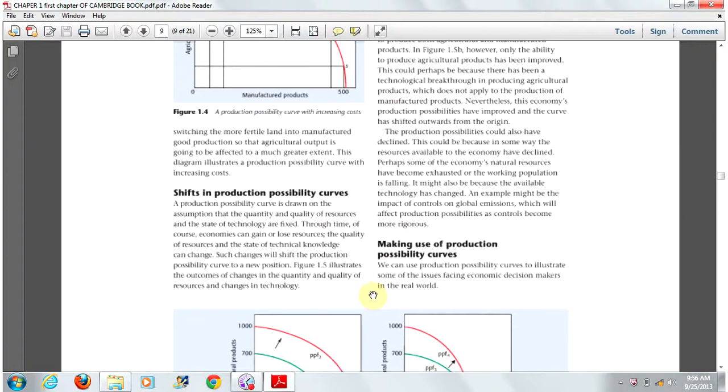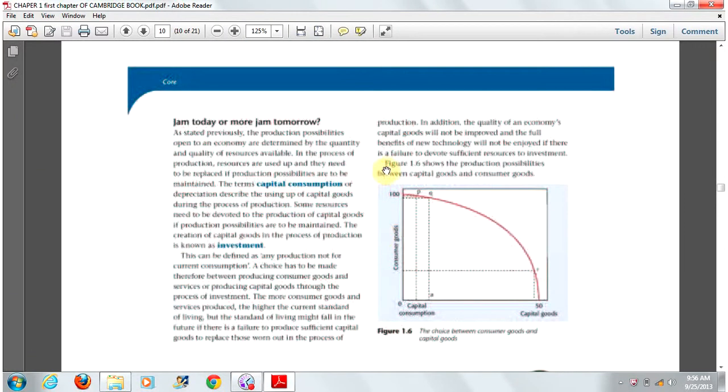As stated previously, the production possibilities open to an economy are determined by the quantity and quality of resources available. In the process of production, resources are used up and they need to be replaced if production possibilities are to be maintained.